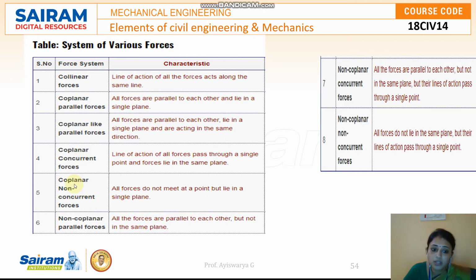Coplanar non-concurrent means all the forces will be in the same plane, but they will not act at the same point. Non-coplanar parallel forces means all the forces will be parallel to each other, but in different planes. Non-coplanar concurrent means non-coplanar, different planes, and concurrent, meeting at a point. At a single point they will meet, but they will be from different planes. Non-coplanar non-concurrent means they will not lie in the same plane, and they will not meet at a single point. So these are the 8 categories of different systems of forces.